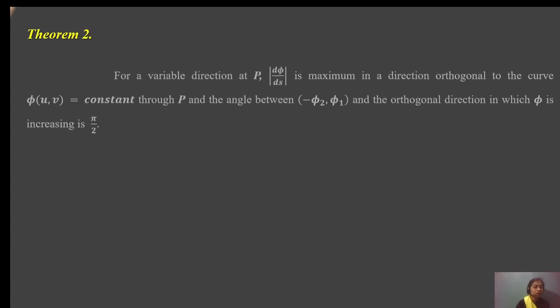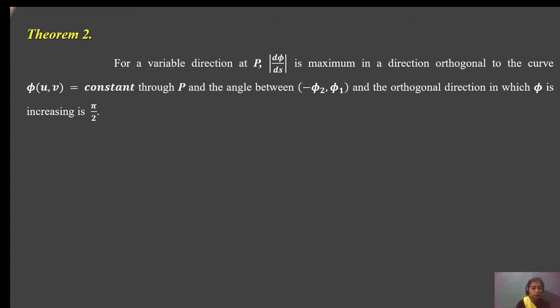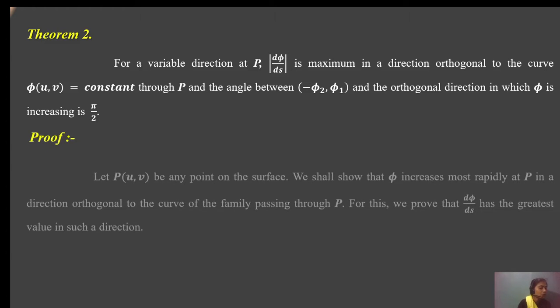Today we discuss the second theorem: for a variable function phi, d phi upon ds in modulus is a maximum in the direction orthogonal to the curve phi(u,v) equals constant through the point P, and the angle between the direction in which phi is increasing and the orthogonal direction is pi by 2. Okay, what is the proof?